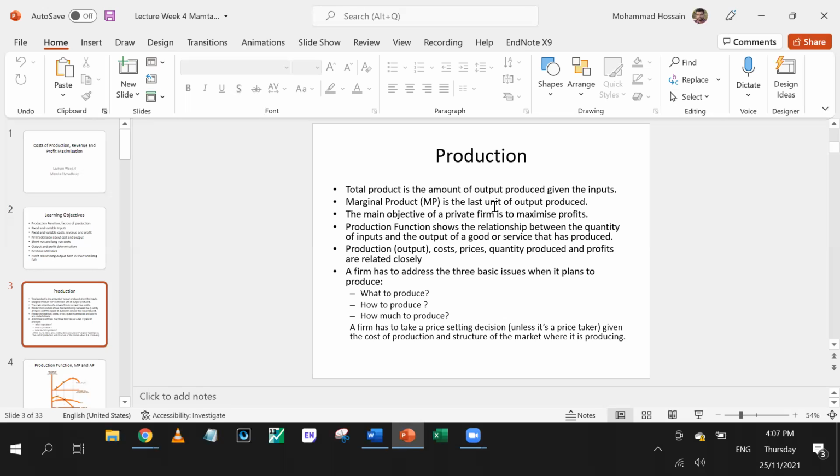Now the next point is about every firm, big or small. Every firm has to address some basic questions: what to produce, how to produce, and how much to produce. What to produce, they will find out by doing market research. Then how to produce, that's their production process. And how much to produce.